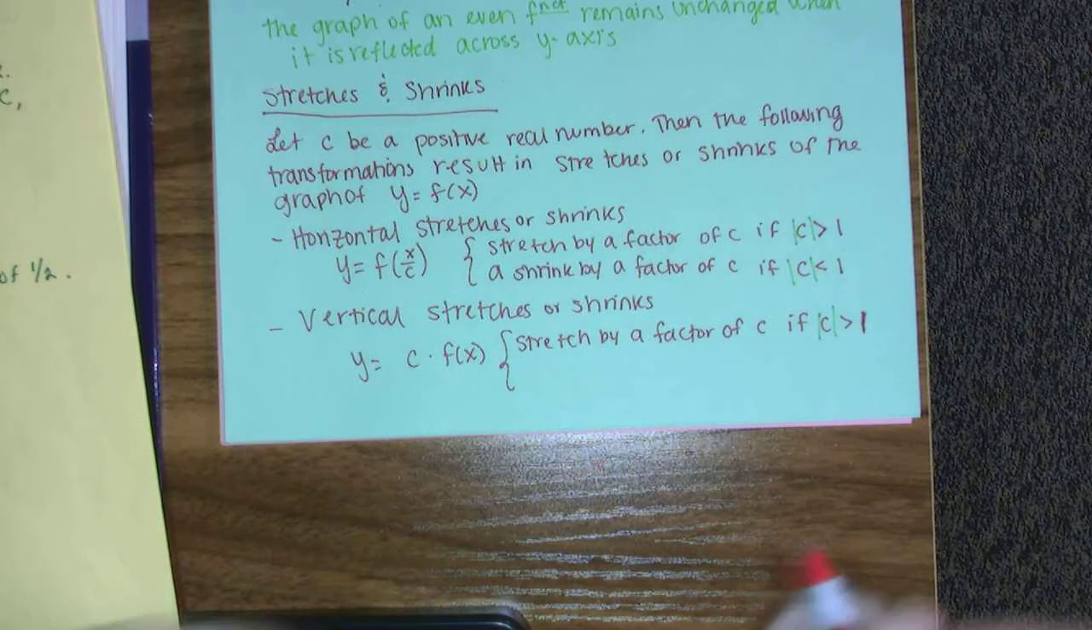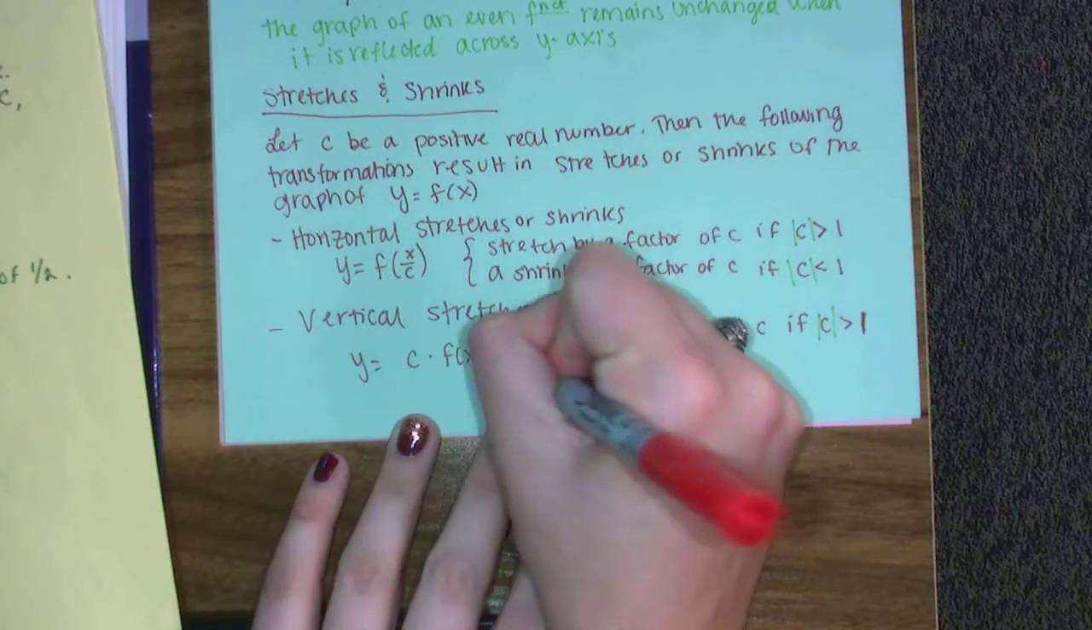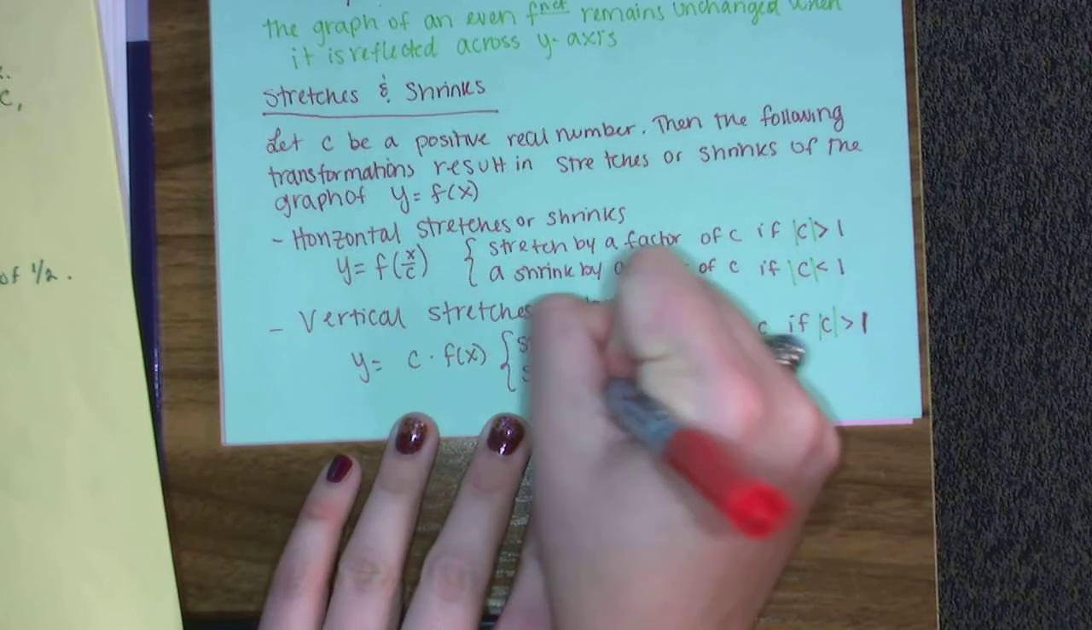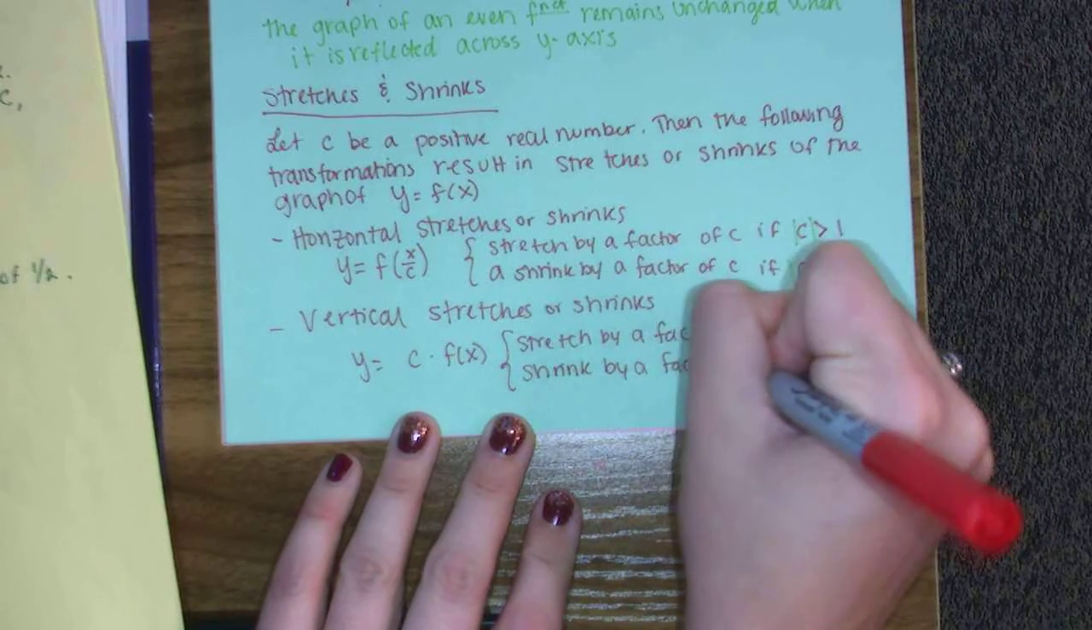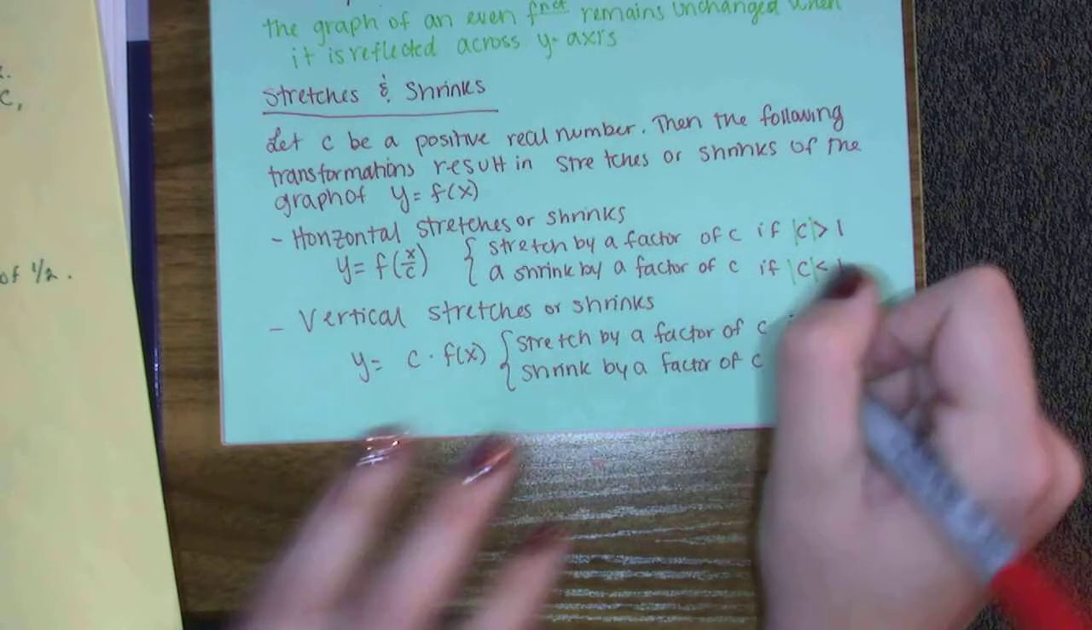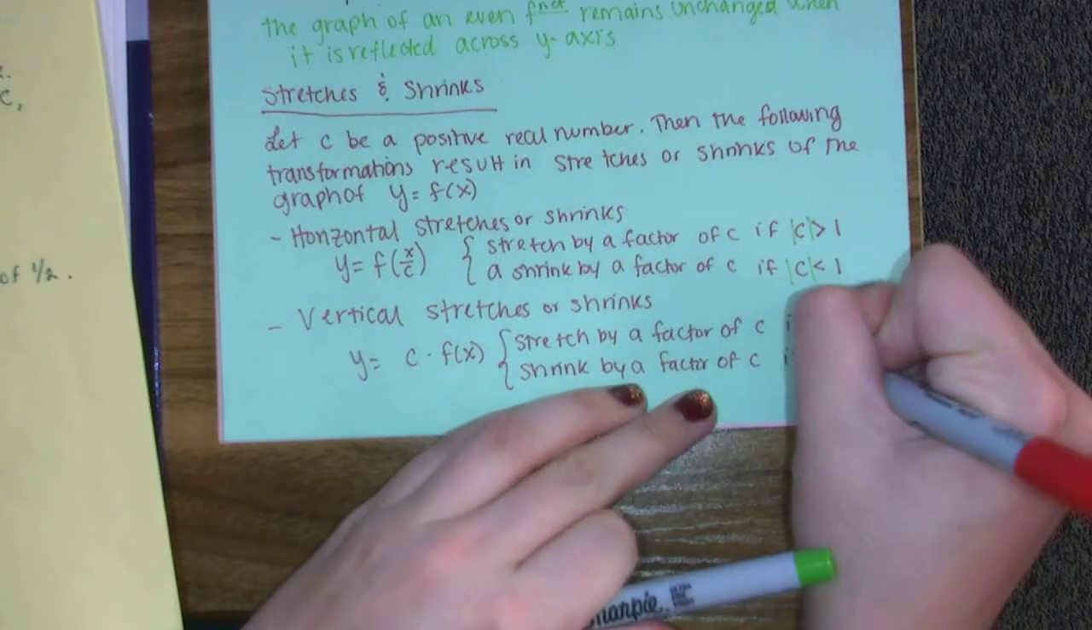Sorry. And it's a shrink by a factor of C if the absolute value of C is less than 1.